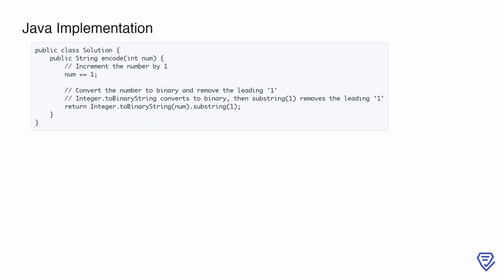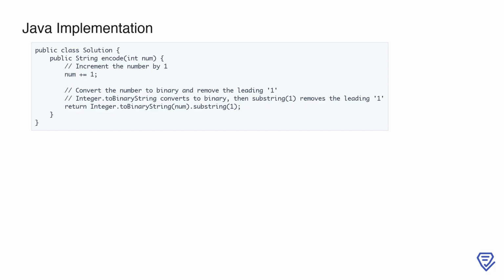This is the Java implementation of LeetCode problem number 1256, Encode Number. The logic mirrors the provided Python implementation. The method increments the input by 1, converts it to a binary string, and removes the leading one. Key Java-specific differences include the use of Integer.toBinaryString for binary conversion and explicit type declarations for method parameters and return types.